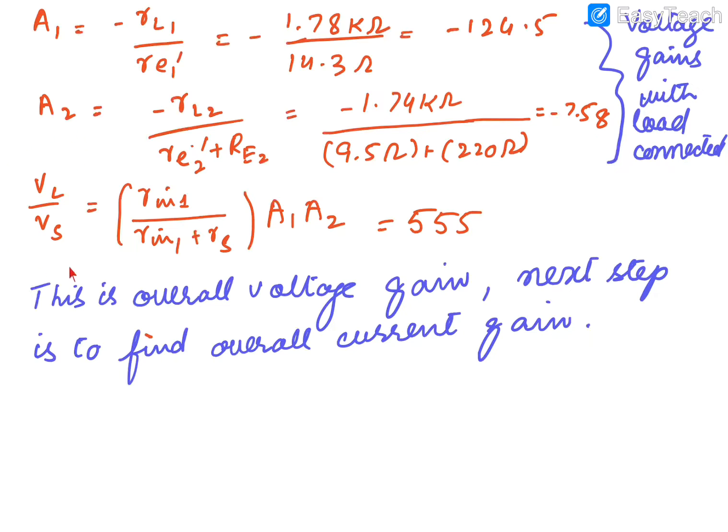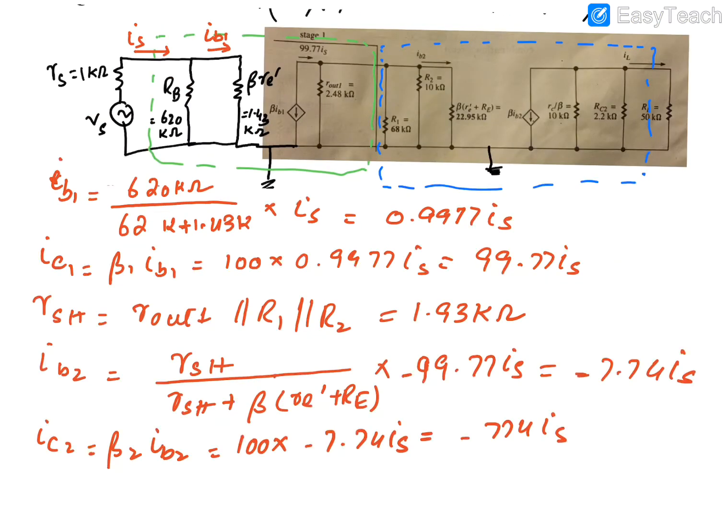Now, overall voltage gain from load to source. We have already included the load, so we will now include the source side. Now VL over Vs will be equal to Rin1 divided by Rin1 plus Rs, into A1 and A2, and it is equal to 555. This is the overall voltage gain. Next we will find the overall current gain.